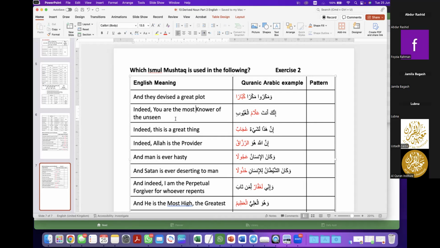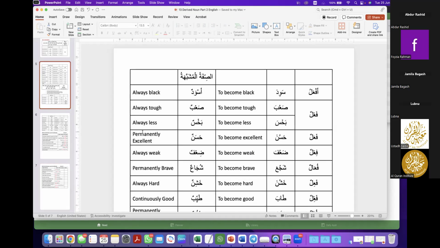Okay, stop. The next one. Inna Allah huwa razaqu. Indeed, Allah is the provider, as the translation is here. Inna Allah huwa razaqu. Let's see who's next. Brother Muhammad.